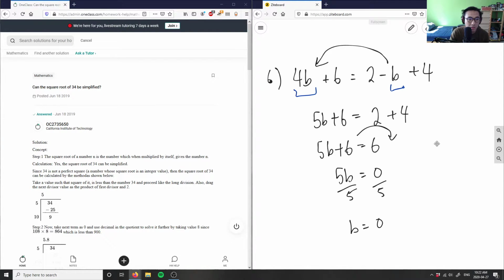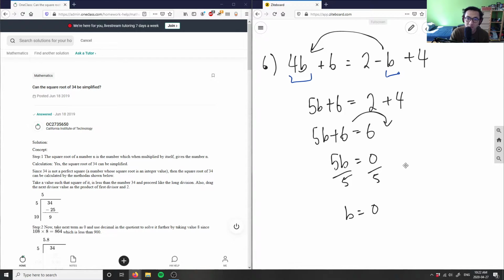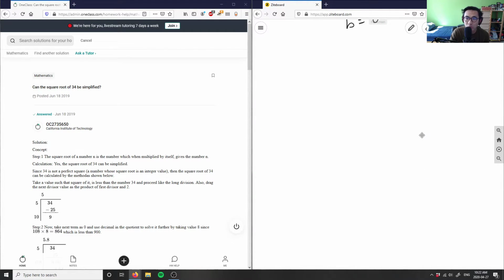Okay. And then let's look at 7. Can the square root of 34 be simplified? So square root of 34. Again, we have these same problems. We have an even number. What we can do is take out another even number, right? We're always taking out 2 here. So we take out 2 here.